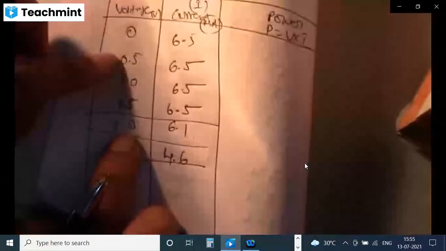You observe there is a decrement in the current. Up to 2 volts, even though the voltage is fluctuating inside the solar cell, it is giving constant output of the current, 6.5. But when it reaches 2 volts, yes, there is a decrement in the current. Current is also decreasing with respect to voltage. Now apply 3 volts.